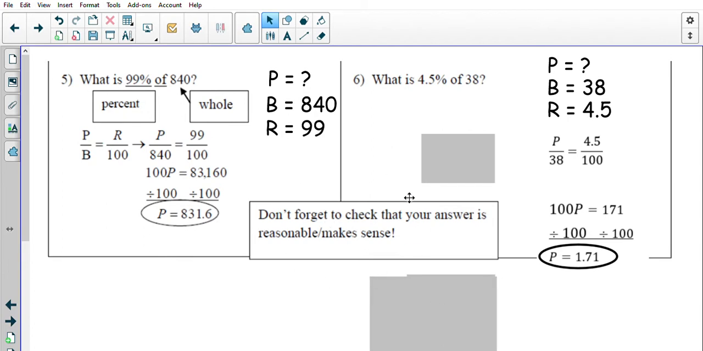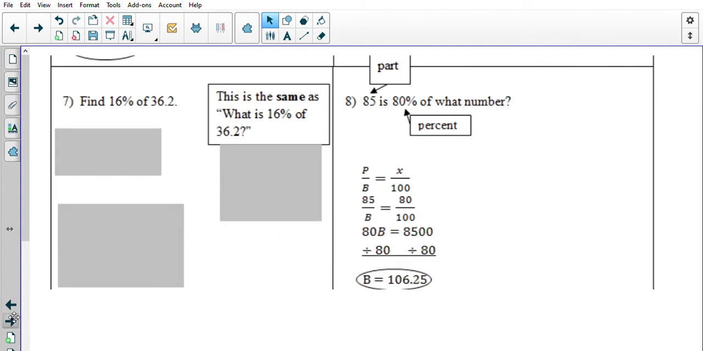And I do suggest you check to make sure your answer is reasonable. 4.5% of 38 is a really small percentage of 38, so it should be a pretty small number, and in this case, it is. All right, number 7 actually goes hand in hand with the last couple of problems. It says find 16% of 36.2.